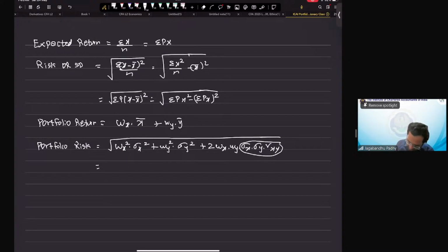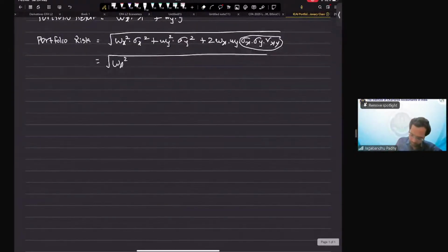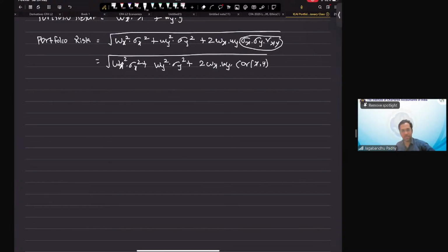I can simply write this as weight of x square into standard deviation of x square plus weight of y square into standard deviation of y square plus 2 into weight of x, weight of y, and standard deviation of x, standard deviation of y, r can be simply replaced by covariance between x and y. Then we have also observed how to calculate the correlation. Correlation is computed simply as covariance between x and y upon standard deviation of x, standard deviation of y.